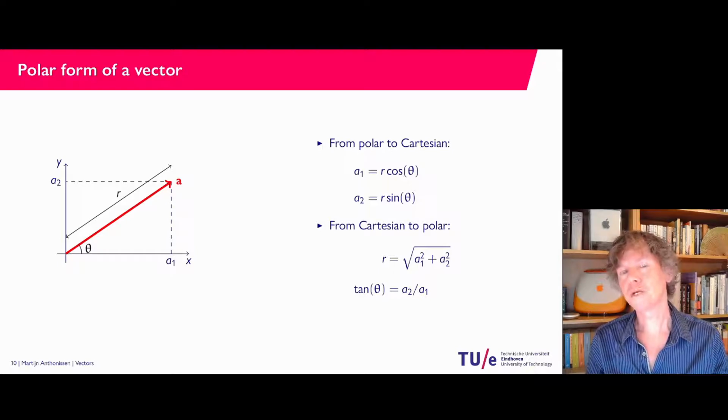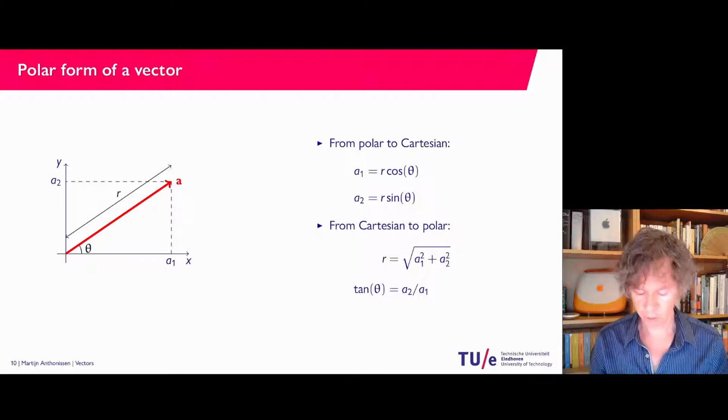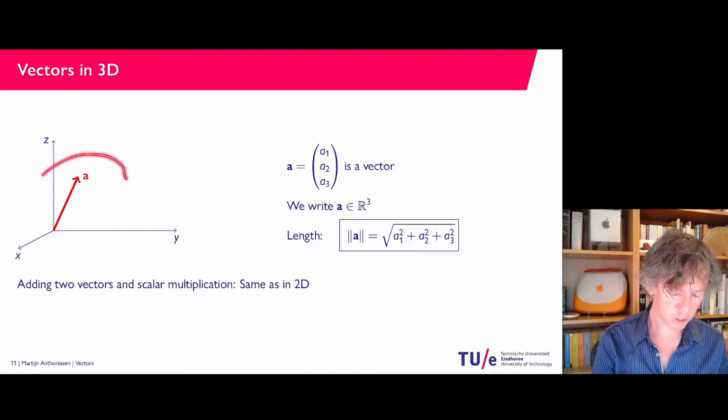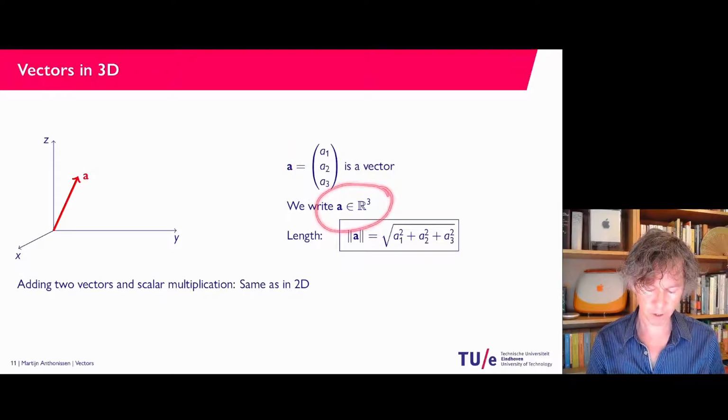Now, this was all in 2 spatial dimensions. Of course, the world around us is 3D, has 3 spatial dimensions. So we can generalize this also to 3 spatial components. So how does that work? Well, then we have an x, y, and z-axis. If we take a general vector, we now have 3 components here. So we write that the vector is in R3.